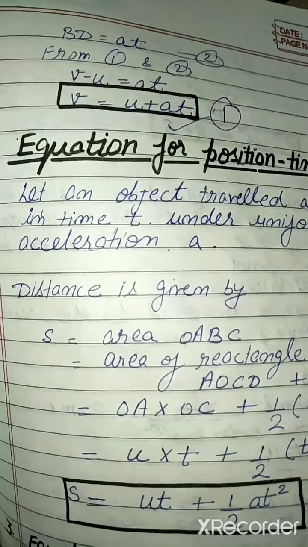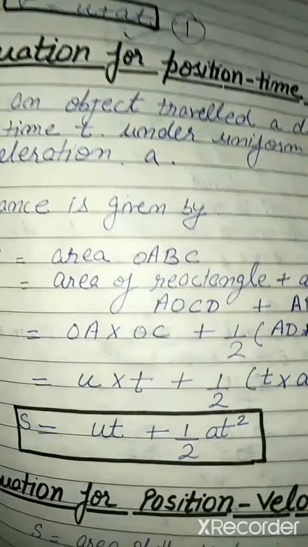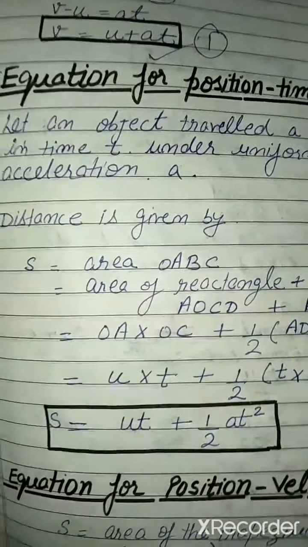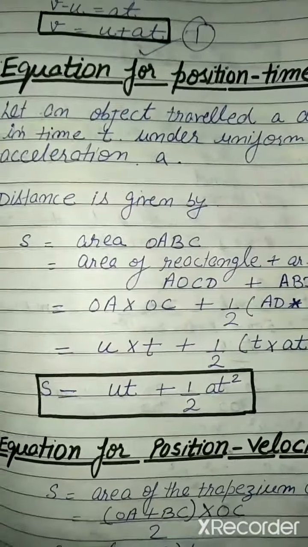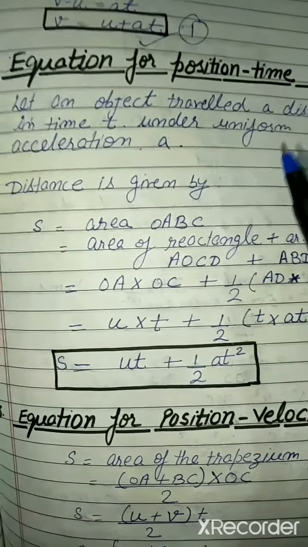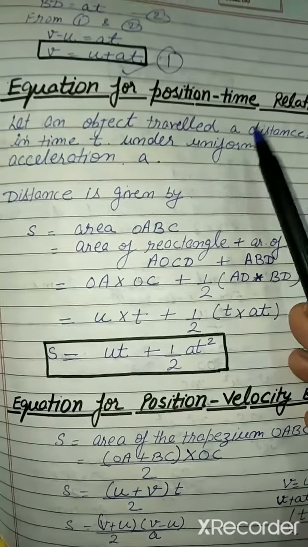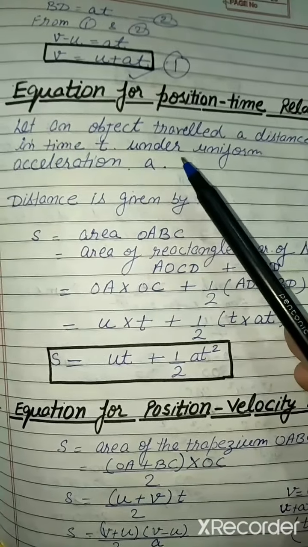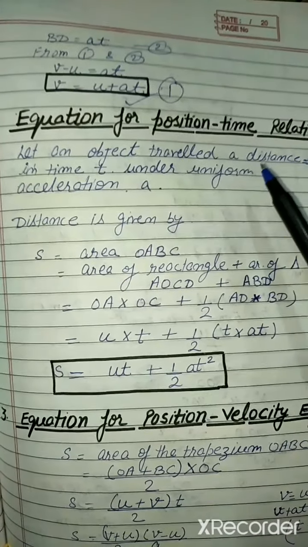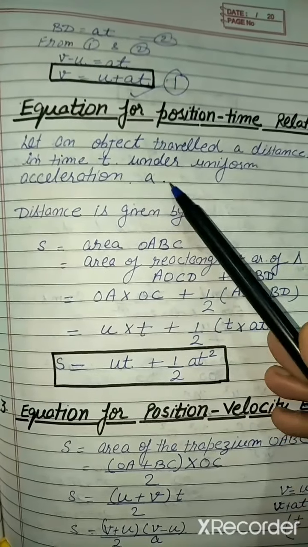Right? Now another equation, that is s equals ut plus half at square. Now we derive it. When you start any derivation, you just write all the terms. Let an object travel the distance, that is s, in time interval t under a uniform accelerated speed, or having a uniform acceleration, that is a.